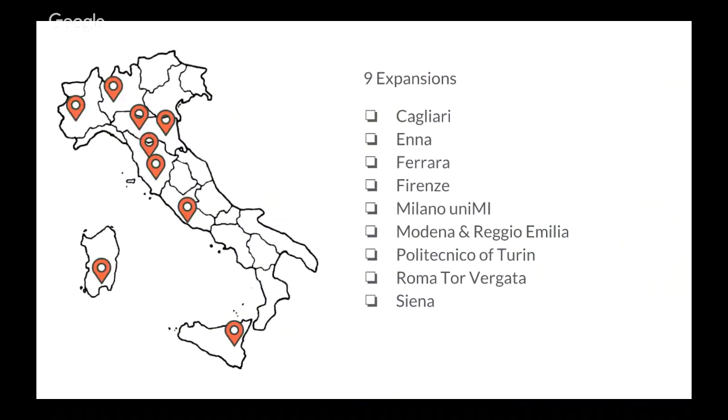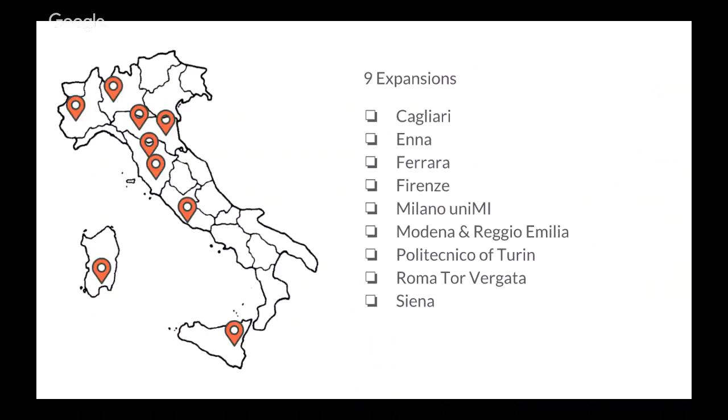The first thing I want to show you is the current situation of expansion. Right now we have 9 expansions in ISEC in Italy. You're going to see also the map. Yes, we have 9 expansions, spread across all of Italy. One expansion is Cagliari, in Sardinia, the island on the left of Italy. Then we have Enna, in Sicily, the other island.